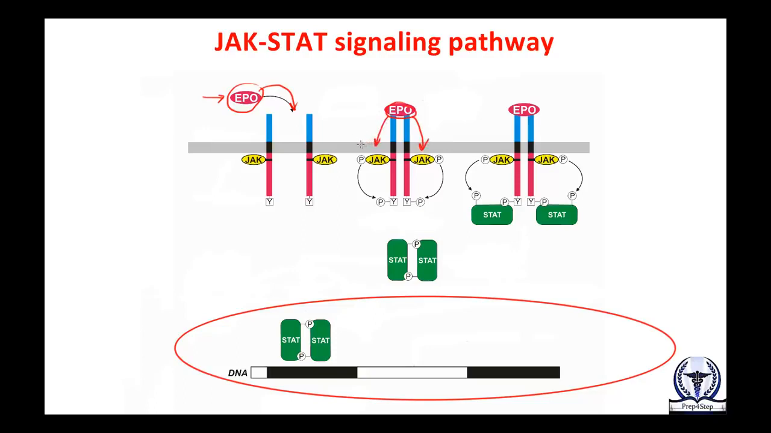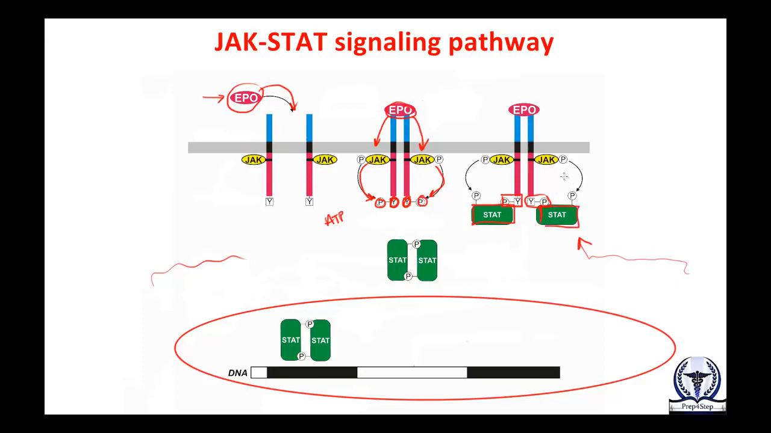Now, JAK, we said, is a kinase molecule. Kinase meaning it's going to use ATP to phosphorylate something, to put a phosphate on something. In this case, it's actually phosphorylating tyrosine residues on itself, which is why it's called autophosphorylation of tyrosine residues. So it's going to phosphorylate, adding these little phosphate groups on tyrosine on itself, which activates itself. Now, once this happens, these STAT molecules floating around in the cytoplasm come and attach to these phosphorylated tyrosine residues. So you can see STAT is now attached.